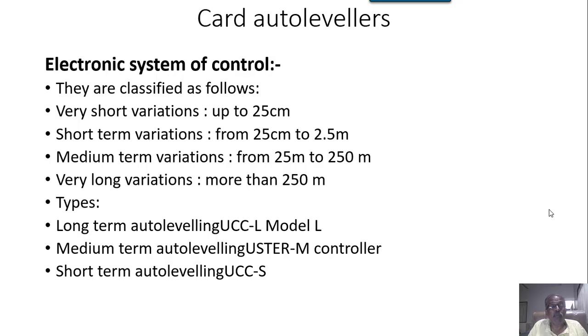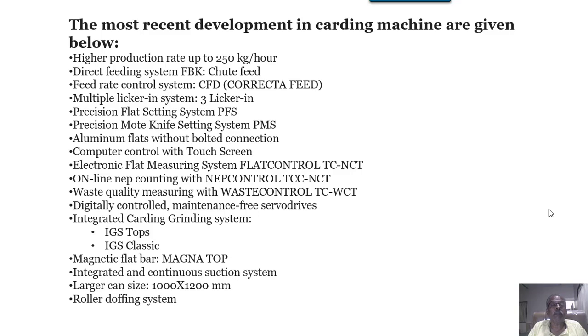We have various models adopted to control variation, from short term to very long term, on the machine. Again, we must understand that not only does the sensing system have to be very efficient, but the correcting mechanism must have a very fast response. Then and only then will the auto levelers work properly. Various developments we will go through very quickly.